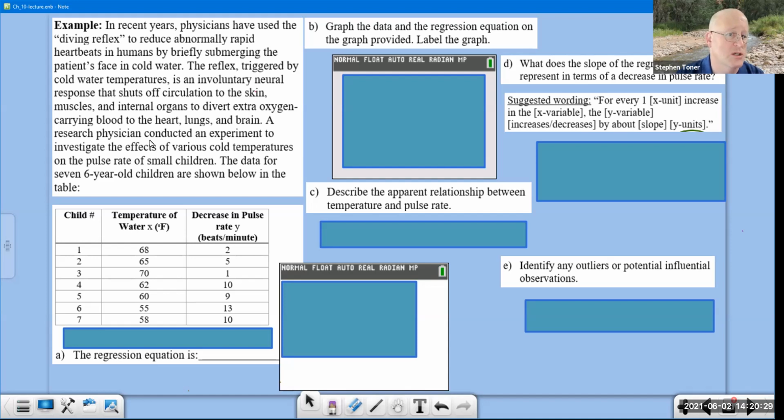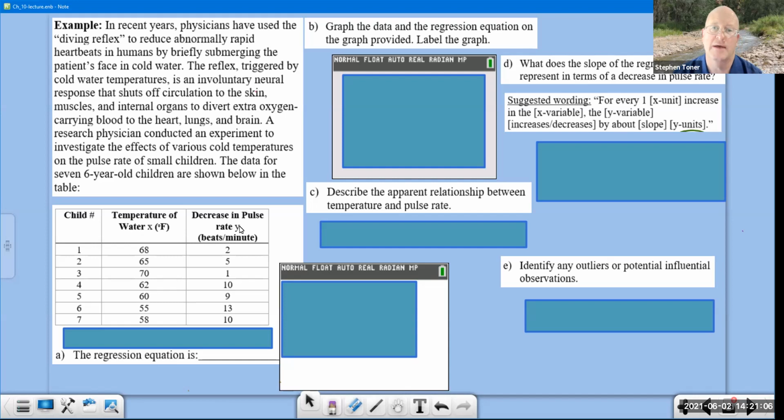A research physician conducted an experiment to investigate the effects of various cold temperatures on the pulse rate of small children. So the data for 7 6-year-old children are shown below in the table. Now, when you start entering these data values into your calculator, don't enter this first list because that's just an identification number of what child we're dealing with. So we basically are going to be entering our X value, which will be the water temperature in degrees Fahrenheit. There's our units and our variable.